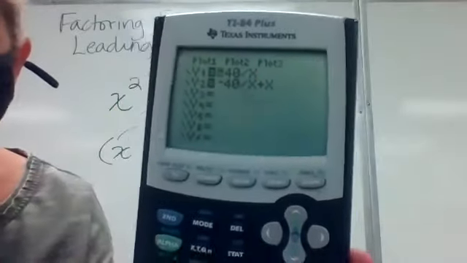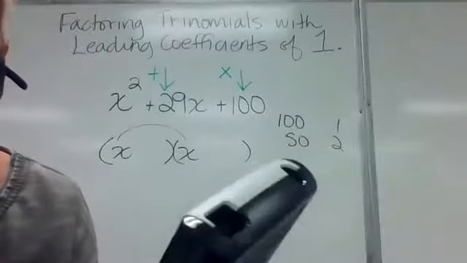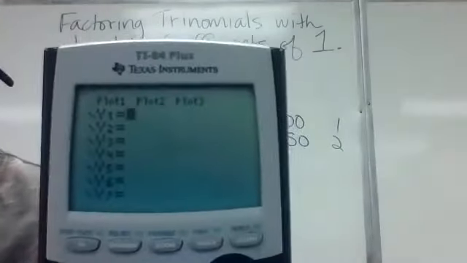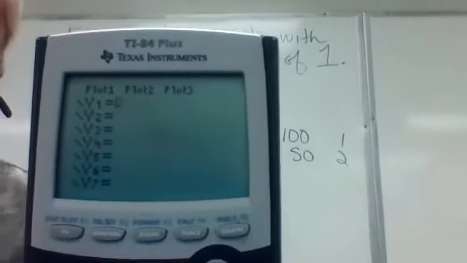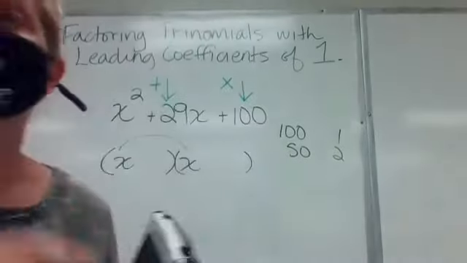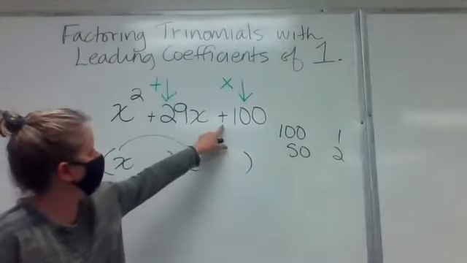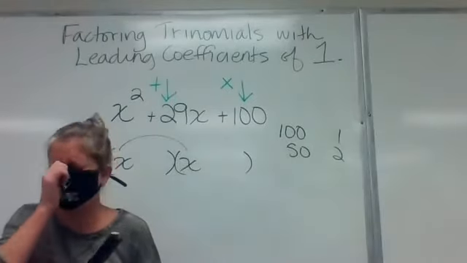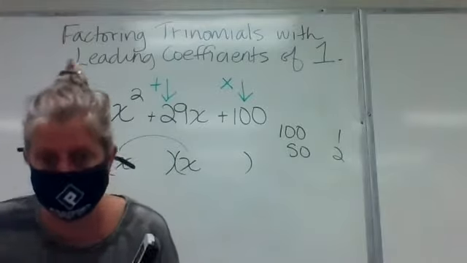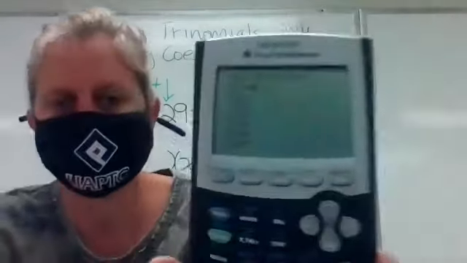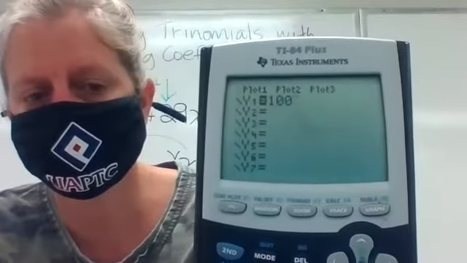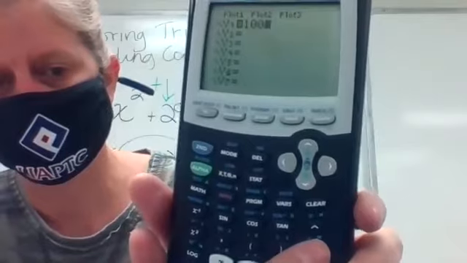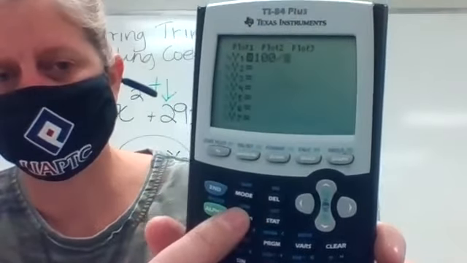and then clear out everything that's in there from the last problem. So just hit clear and clear. So nothing's in there. What you're going to put in there is whatever this number is. So that number is positive 100. So I just put 100 divided by x.